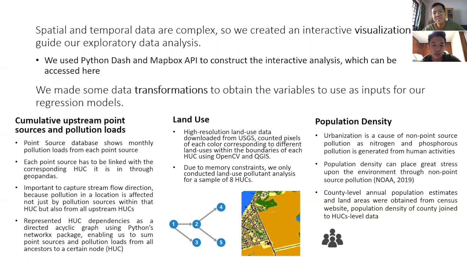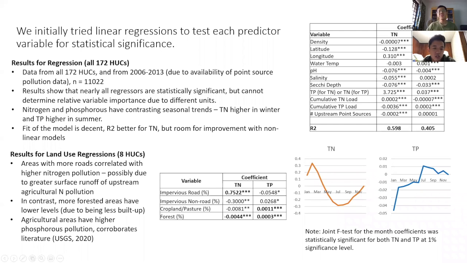The final data point we collected was population density, as we found that population density was a predominant cause of non-point source pollution. We calculated population density by using county-level annual population estimates over a period of time and dividing this by land area data. Now on to our results.